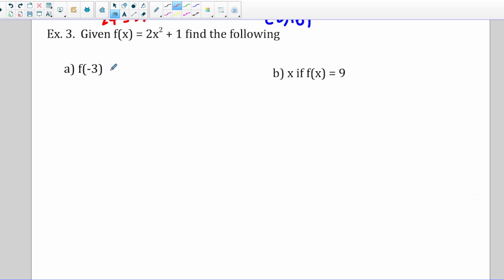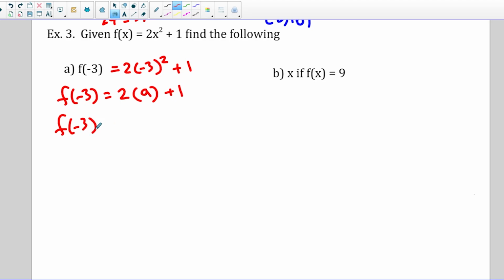So for 3a, we're looking at an input of -3. So we're going to plug in a -3 into this function here, which means that instead of having 2x squared, we have 2 times -3 squared plus 1. So f of -3 is equal to 2 times 9. So remember, we're going to work with BEDMAS, so our exponents will come first before the multiplication. So -3 times -3 gives me a positive 9.